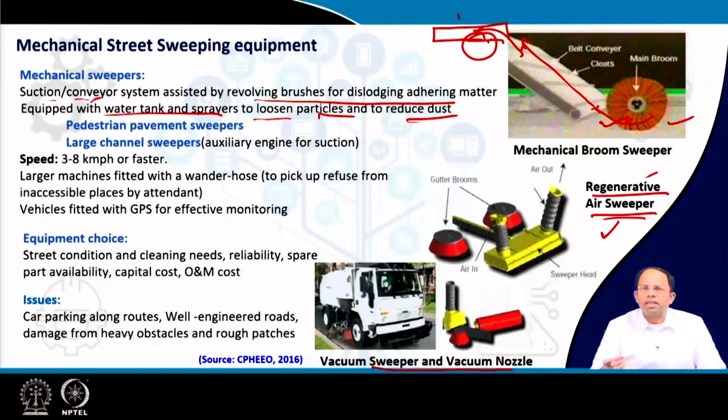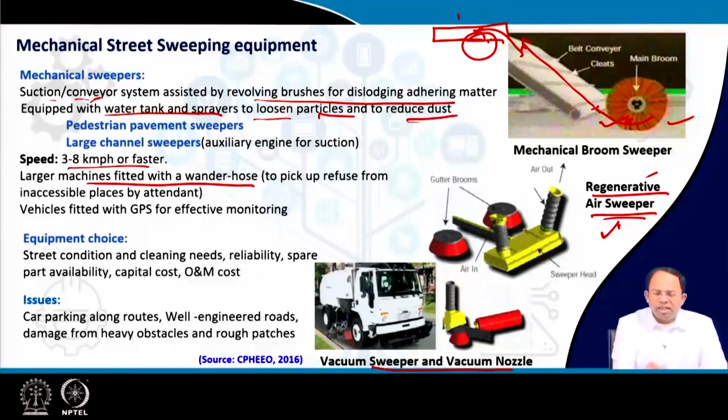The loosened dirt is again sucked up by this particular system. The speed of these vehicles is around 3 to 8 kilometers per hour, something like that. So based on that, you have to determine how many vehicles are required to clean the segments of road that you are planning to clean using a mechanical system. Usually you find that arterial roads and bigger, wider roads are cleaned by this kind of vehicle, whereas smaller roads and all are cleaned manually.